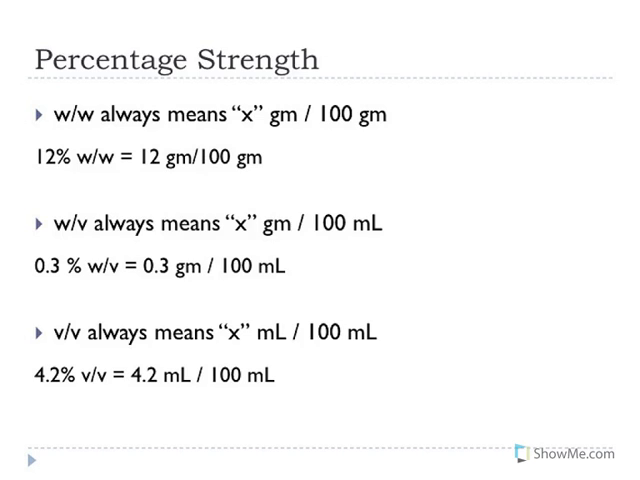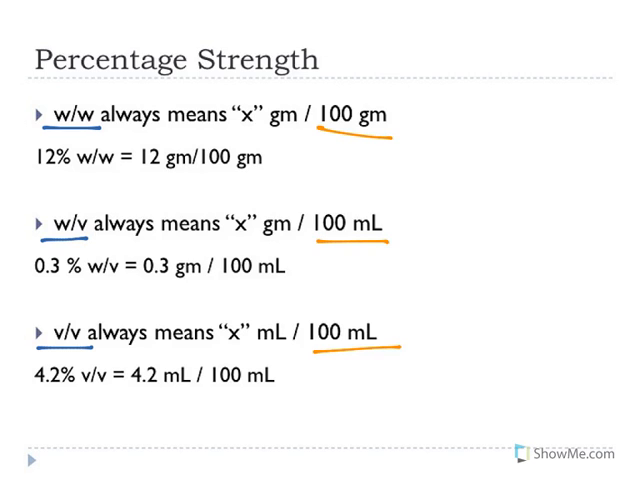So percentage strengths can come in one of three ways. It can be a percentage strength expressed as weight by weight, a percentage strength expressed as weight by volume, or a percentage strength as volume by volume. No matter what's going on, though, there's some things that are consistent. You're going to notice that the denominator is always 100.